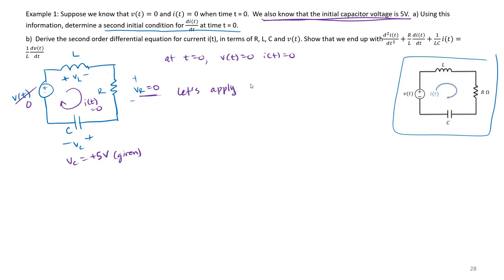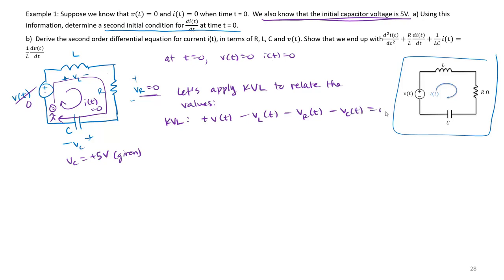Let's apply Kirchhoff's voltage law. If I apply Kirchhoff's voltage law and walk around my circuit in the direction of I(t), I determine that plus V(t) minus VL minus VR minus Vc must be 0. And we already concluded that we know 3 of the terms. Here, the only term we don't know is VL(t).